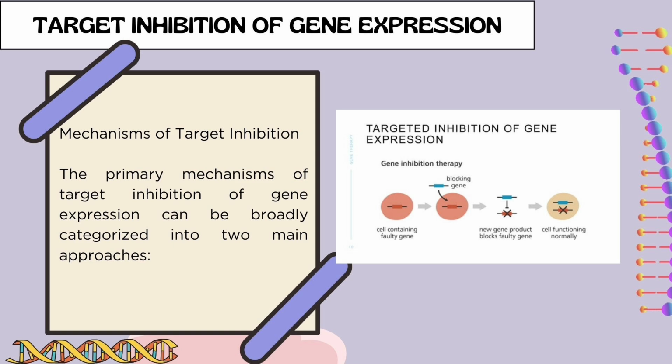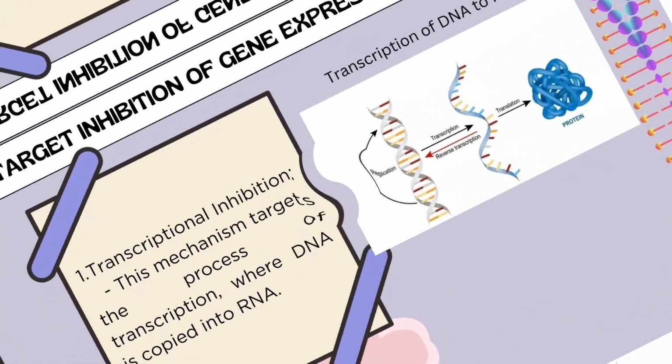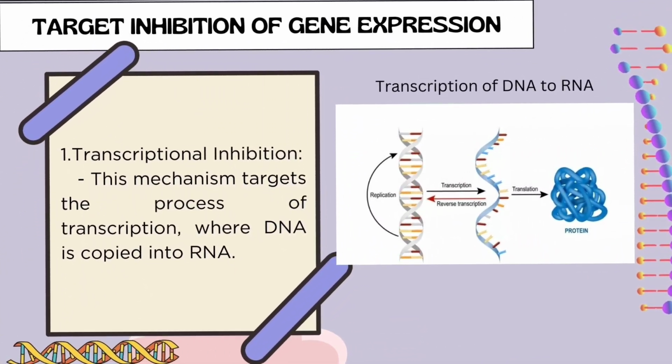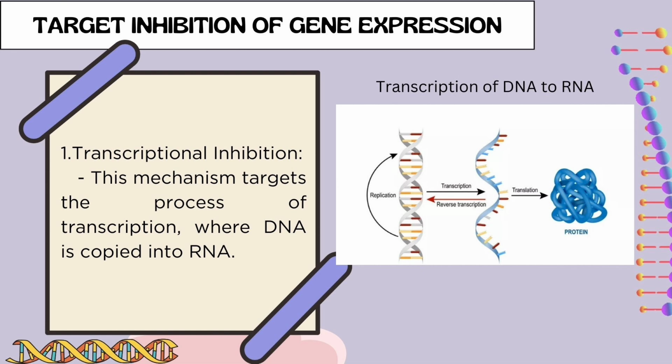Mechanism of target inhibition. The primary mechanism of target inhibition of gene expression can be broadly categorized into two main approaches. The first approach is transcriptional inhibition. This mechanism targets the process of transcription where DNA is copied into RNA.